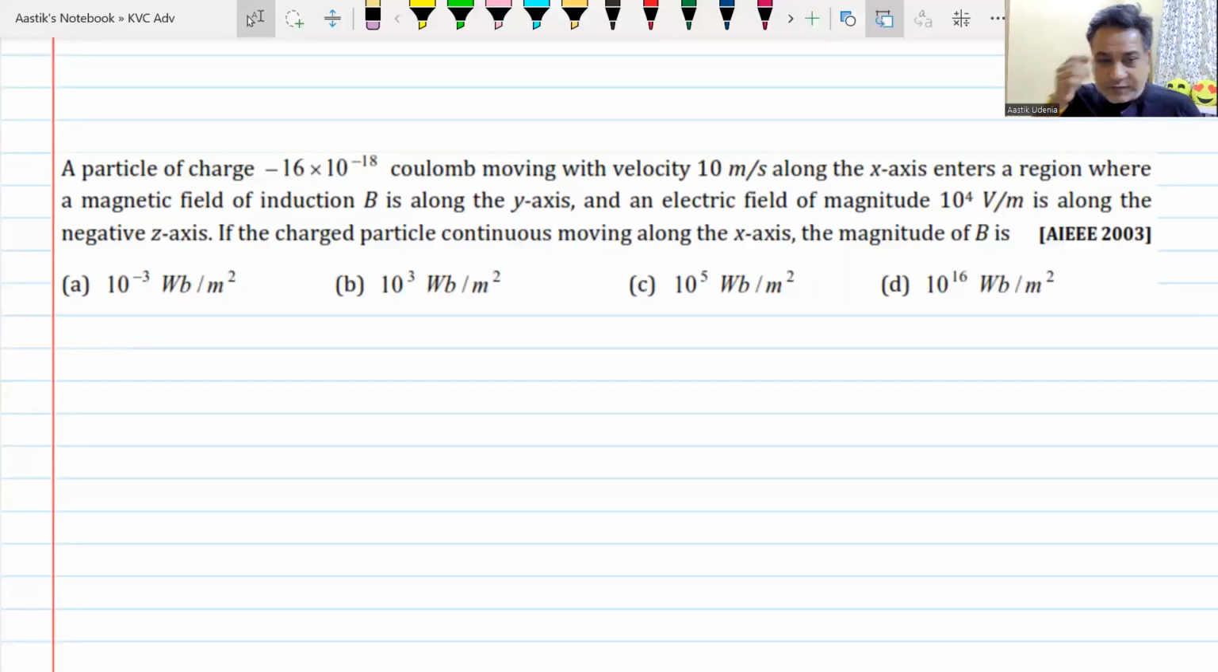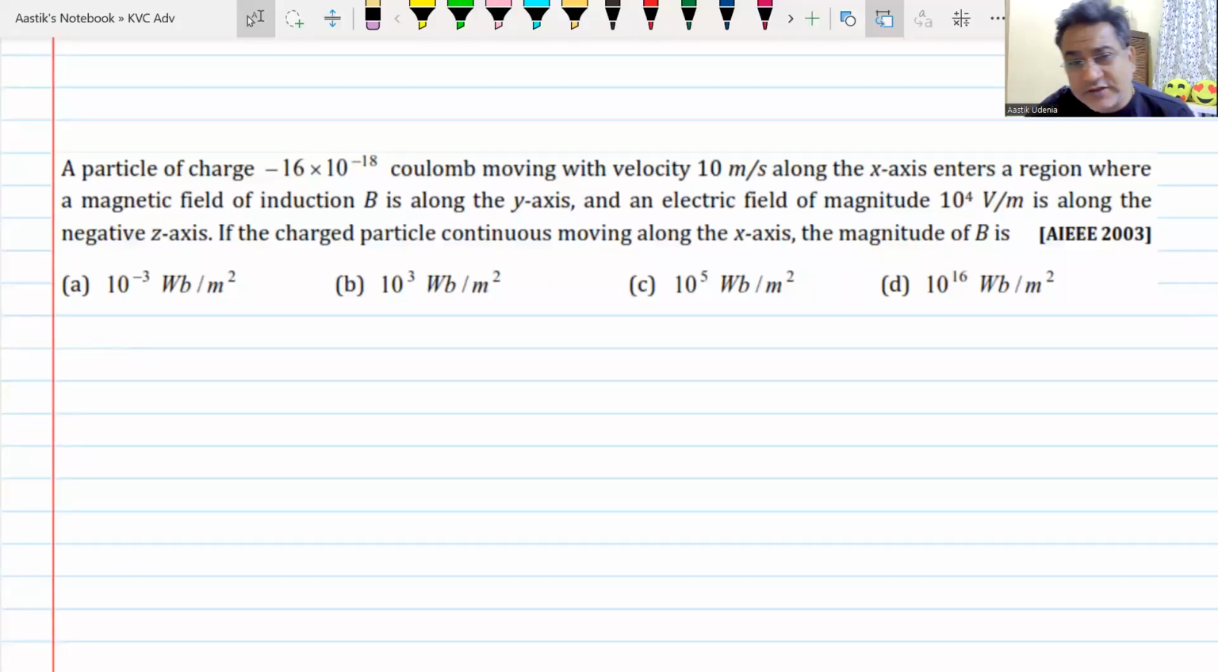Then this is a question: a particle of some charge moving with some velocity, so negative charge, along x-axis enters a region where there is a magnetic field along y-axis and an electric field along negative z-axis. If the charged particle continues moving along the x-axis, what is the value of the magnetic field?